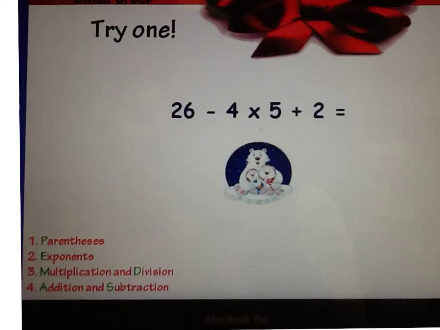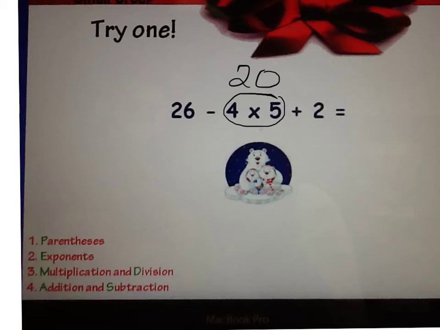If we take a look, we're always going to move from left to right. But first you need to work on, is there any parentheses? There are not in this example. Are there any exponents? Not in this example. Then we need to look at multiplication and division. And in this case, there is multiplication right here. So we need to do that step first. So 4 times 5 is 20.